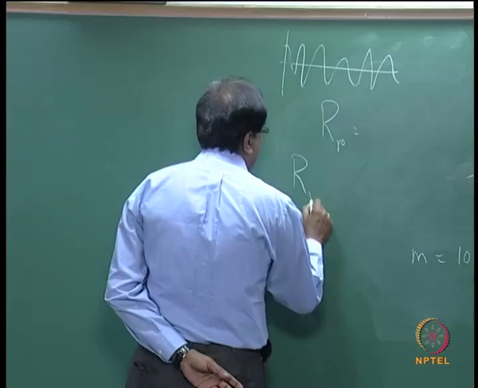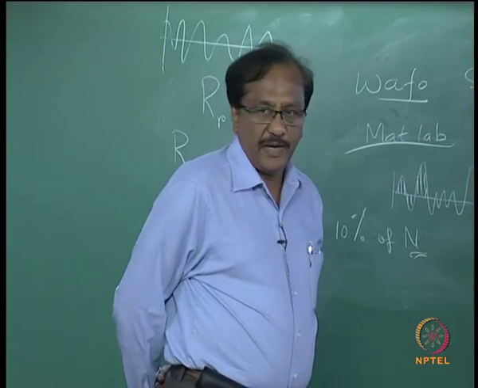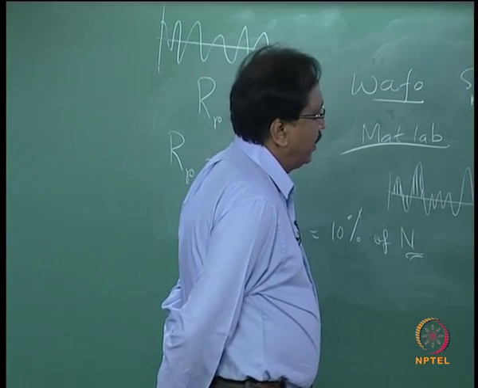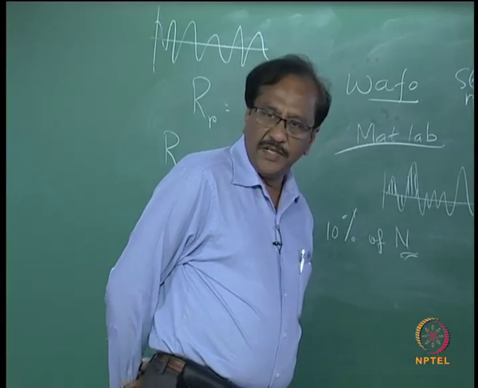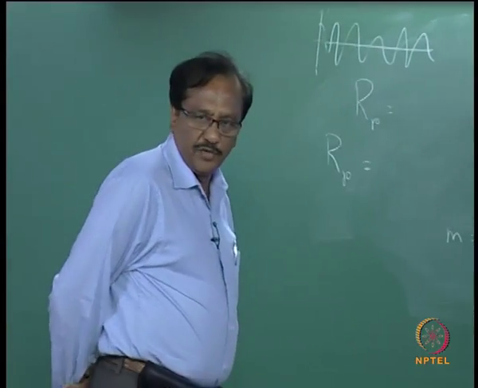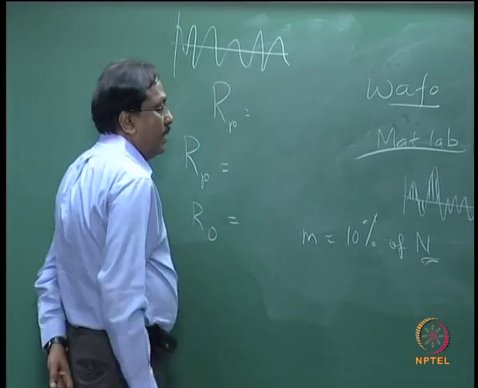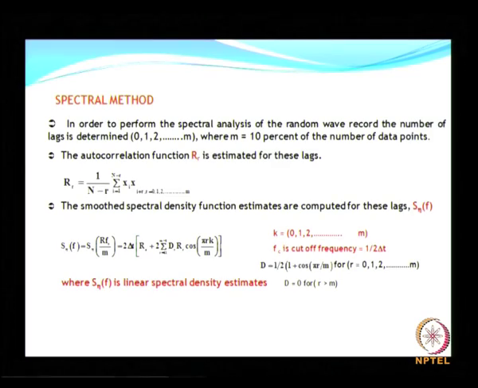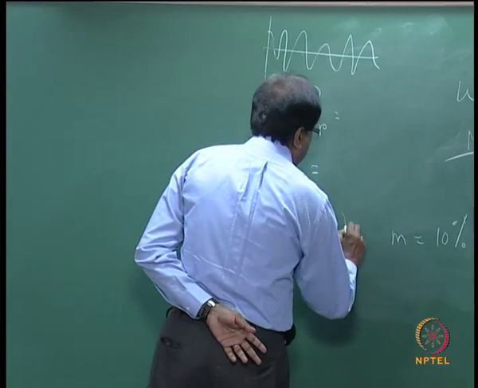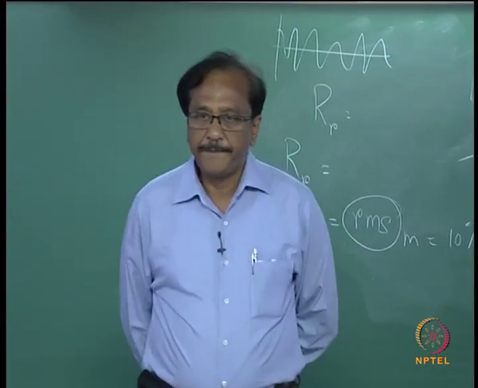So when R_r is given by this, what will happen if r is 0? If r is 0, it is nothing but the mean square value. If r equal to 0 is put in that expression, R suffix r becomes R0, so that is naturally your mean square value. So this is nothing but the mean square value. Is that clear?